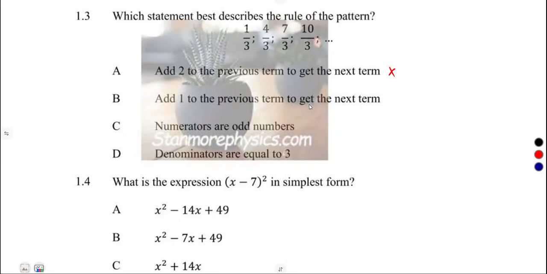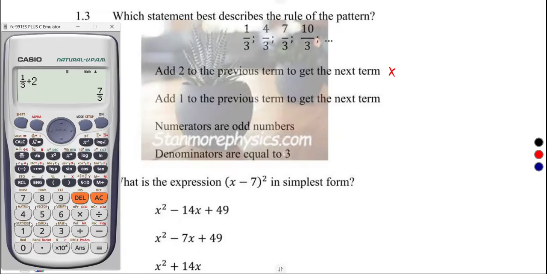Add 1 to the previous term to get the next term. All right, let us add 1 plus 1 over 3.